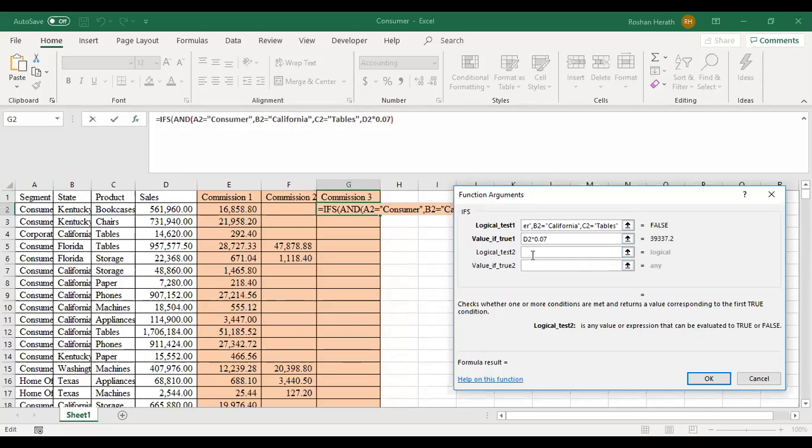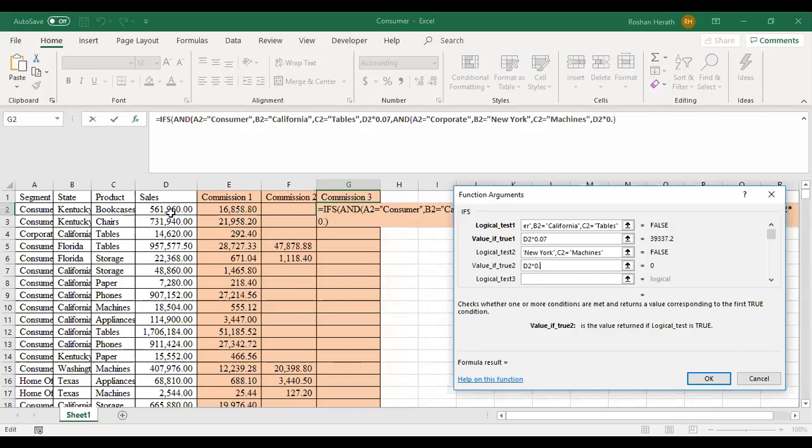Then for logical test 2, again you have to take AND. You may take AND over there, and you may check the first one, whether it is corporate segment, and then the state, whether it is New York. The third condition, the product, whether it is machines. If so, what must be the case? Again, we are going to allow a discount of 7%. That's it. Now we have taken that, and you can see, okay.